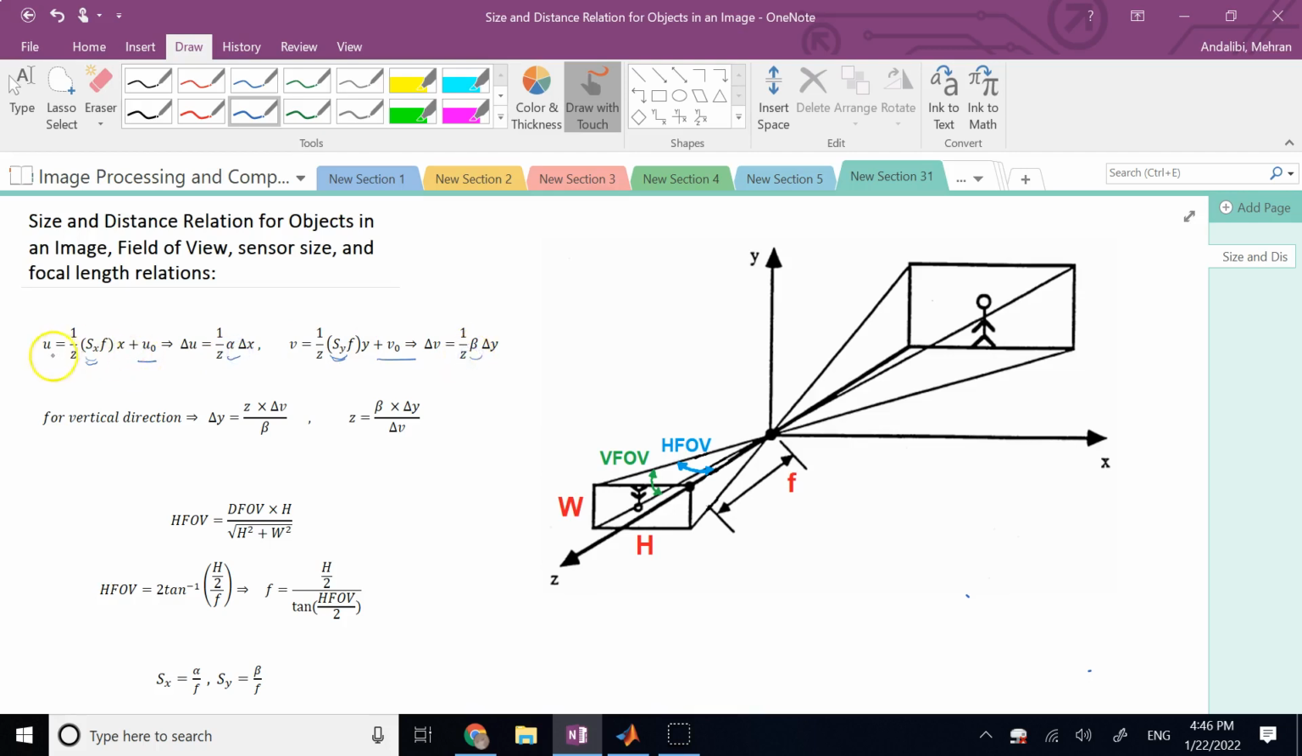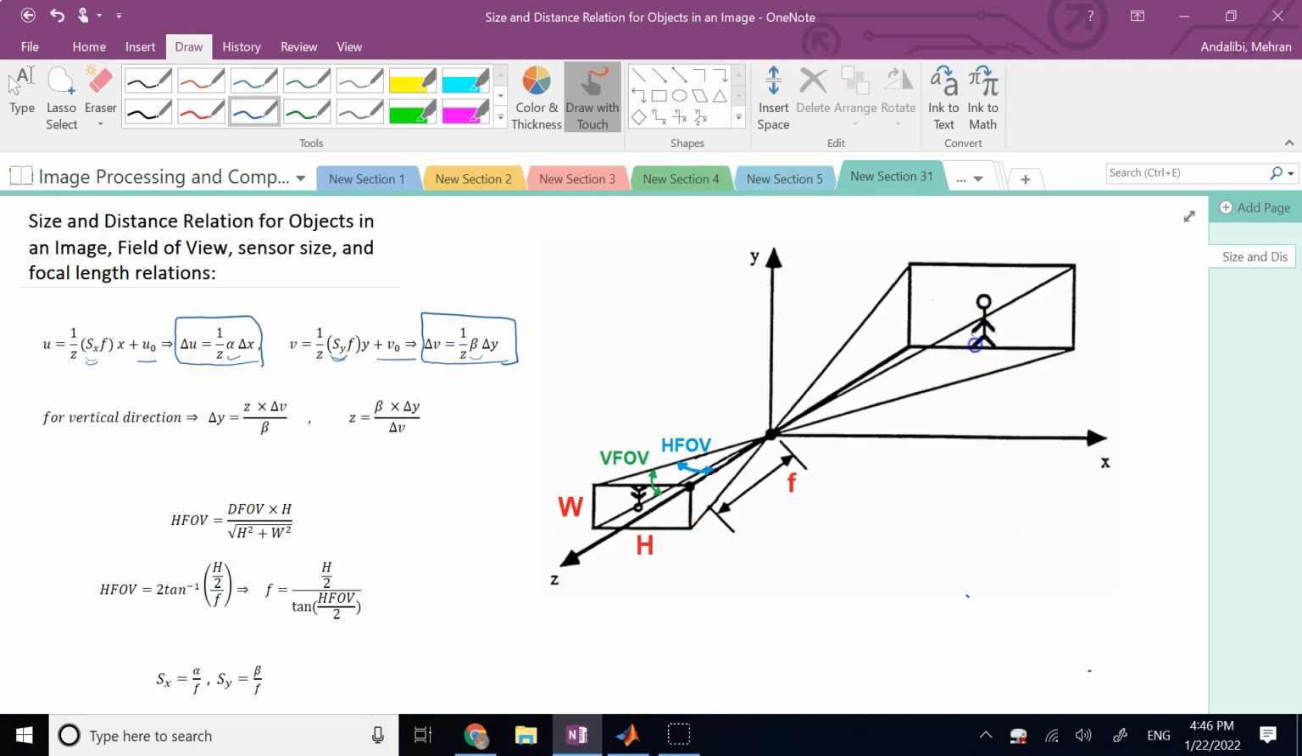So if you write this relation in terms of delta u and delta x, delta v and delta y, these are the results. Delta u is 1 over z alpha delta x, delta v is 1 over z beta delta y, where delta u and delta v are the length of the projection of the object in the image in terms of pixels in the horizontal and vertical direction, right? And delta x and delta y are the actual sizes of the object in the world frame.